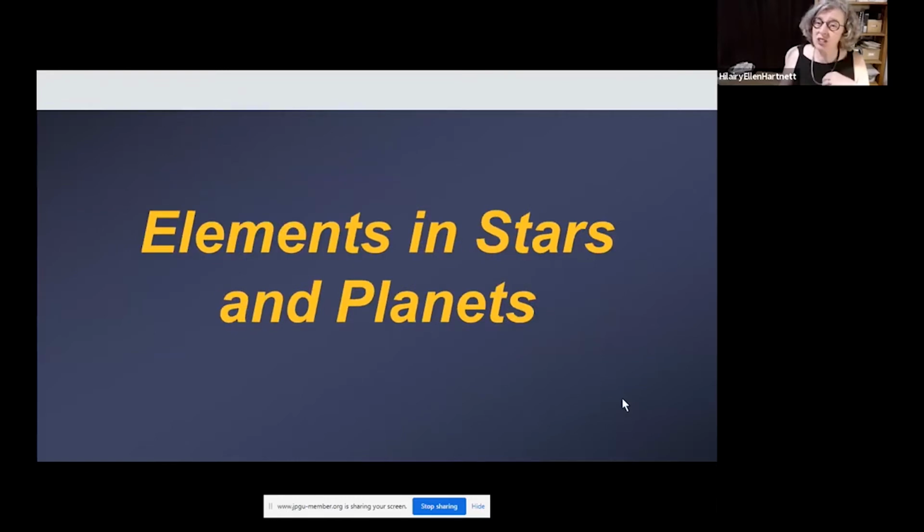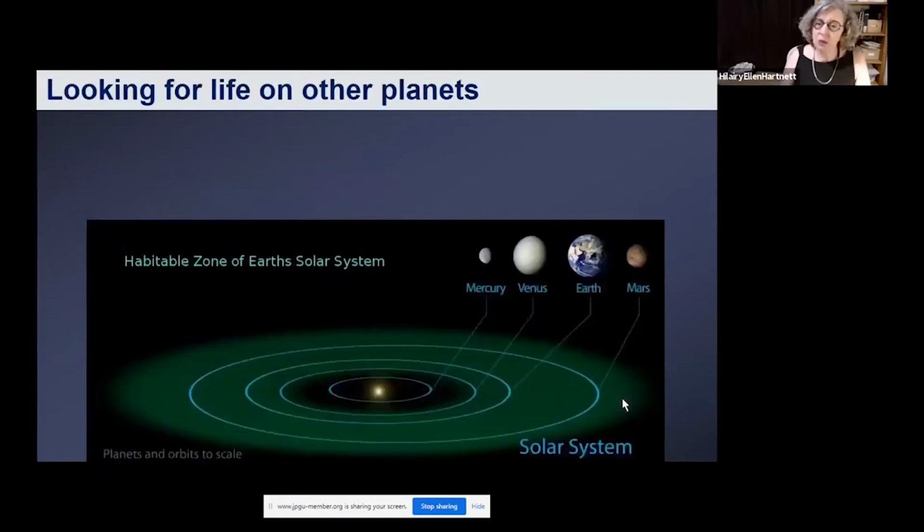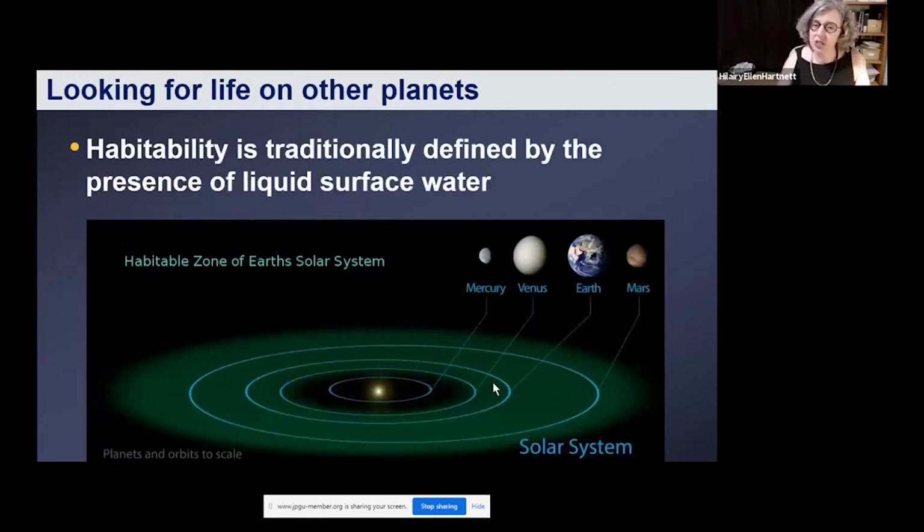So elements in stars and planets. When we look for life on other planets, we traditionally look at the habitable zone. The habitable zone is a region around a star where there can be liquid water at the surface of a planet. And so this is our own solar system. Earth, where we live, is firmly within the habitable zone. Venus is right on the inside edge and probably too warm. And Mars is currently at the outside edge of the habitable zone, and it's generally too cold.